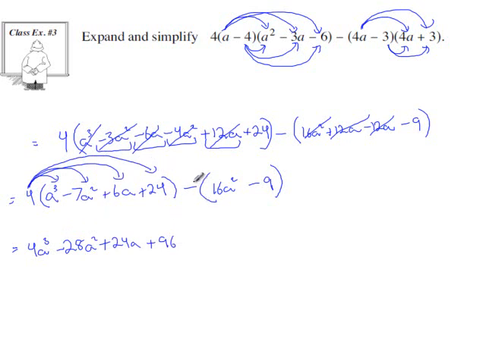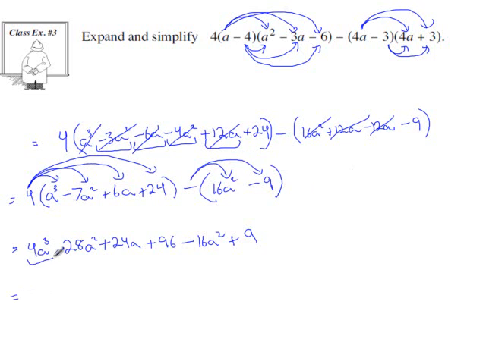Then I have minus sign with a bracket. So remember that means that the minus affects everything inside the brackets. So minus 16a squared. And then minus negative 9. Remember, minus a negative means plus. So that's the same as plus 9. Okay, now we've finally gotten rid of all of the brackets. Now you can combine like terms.